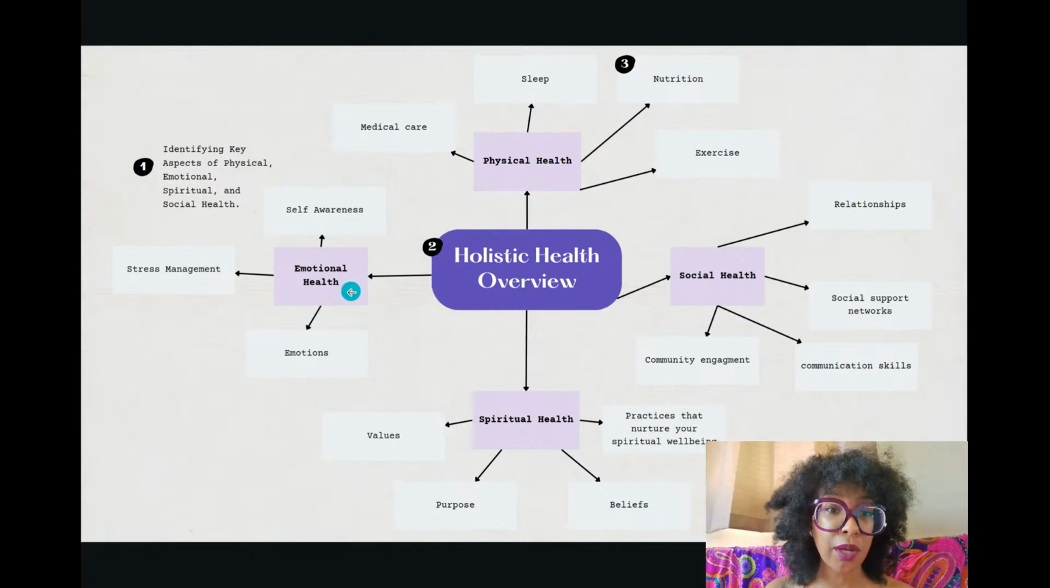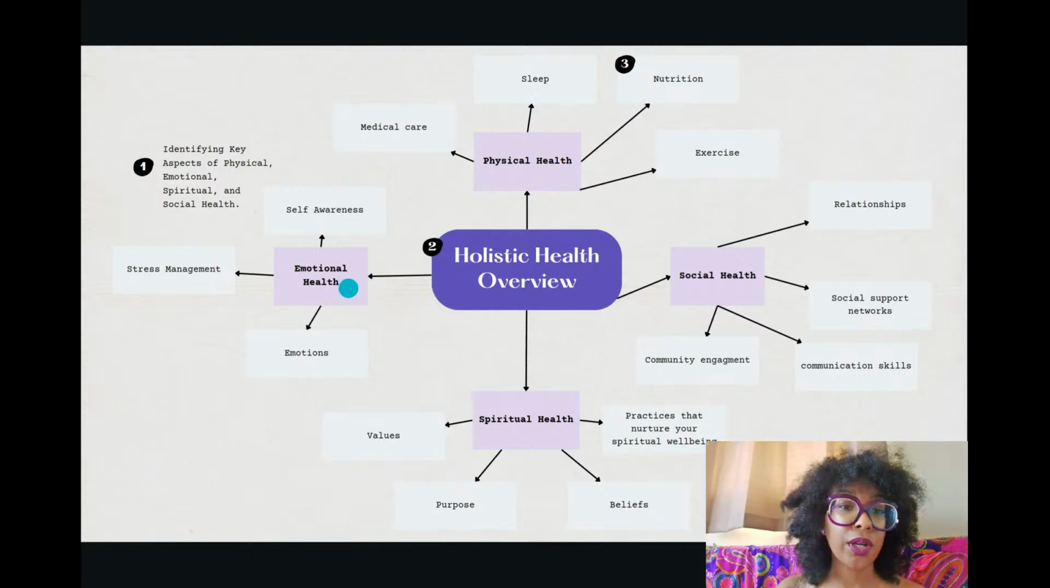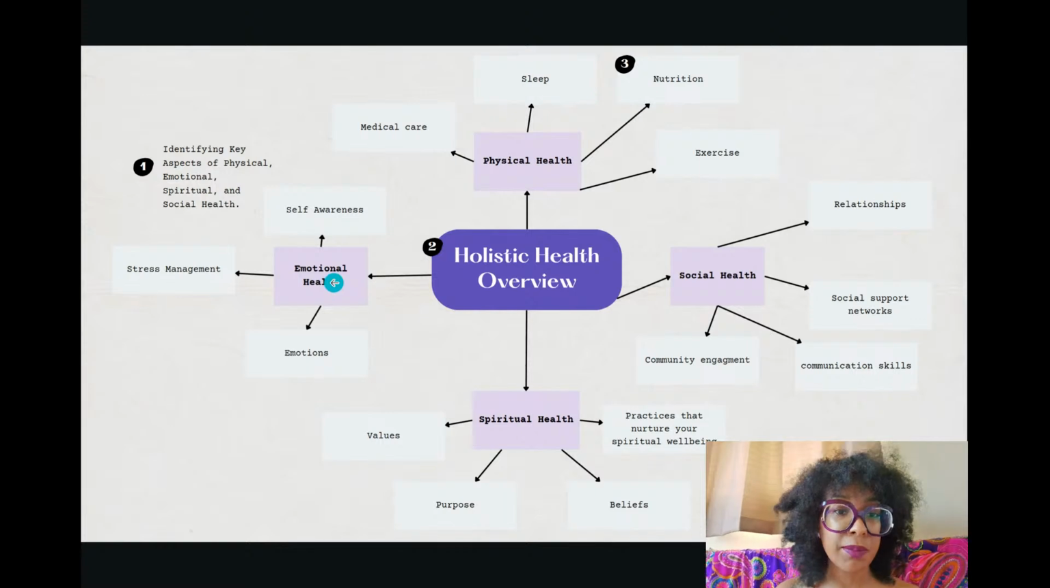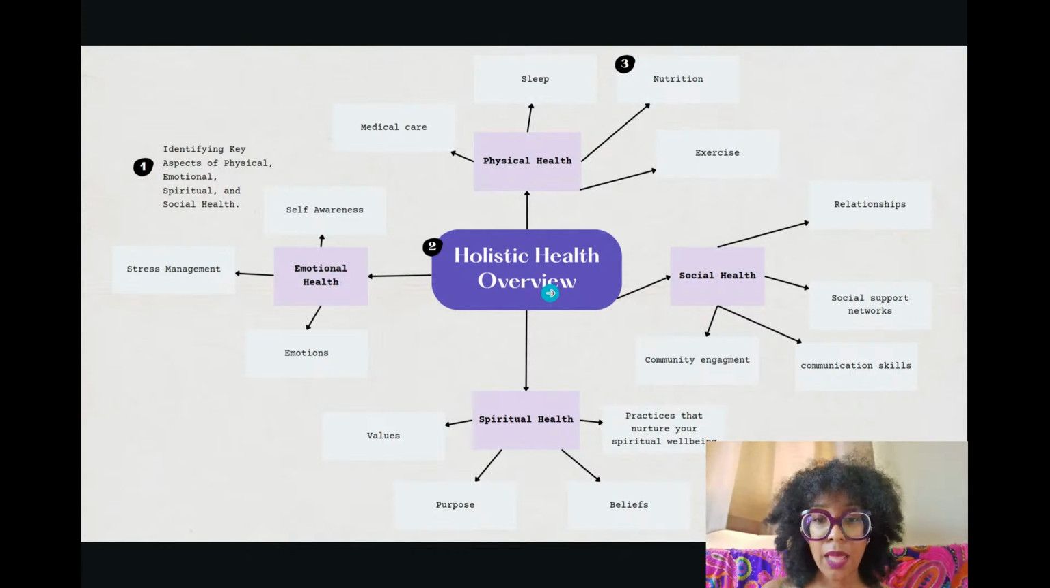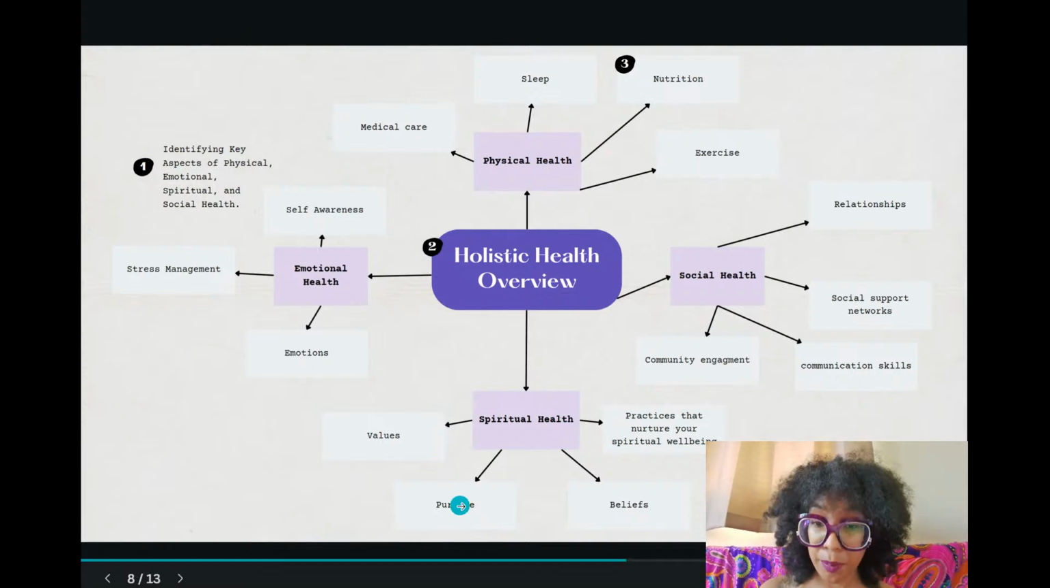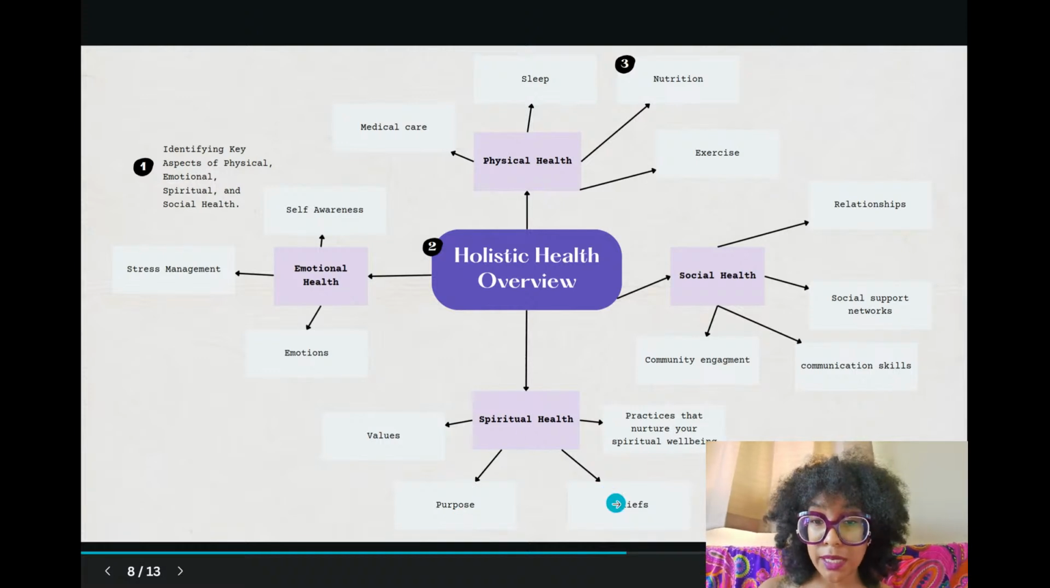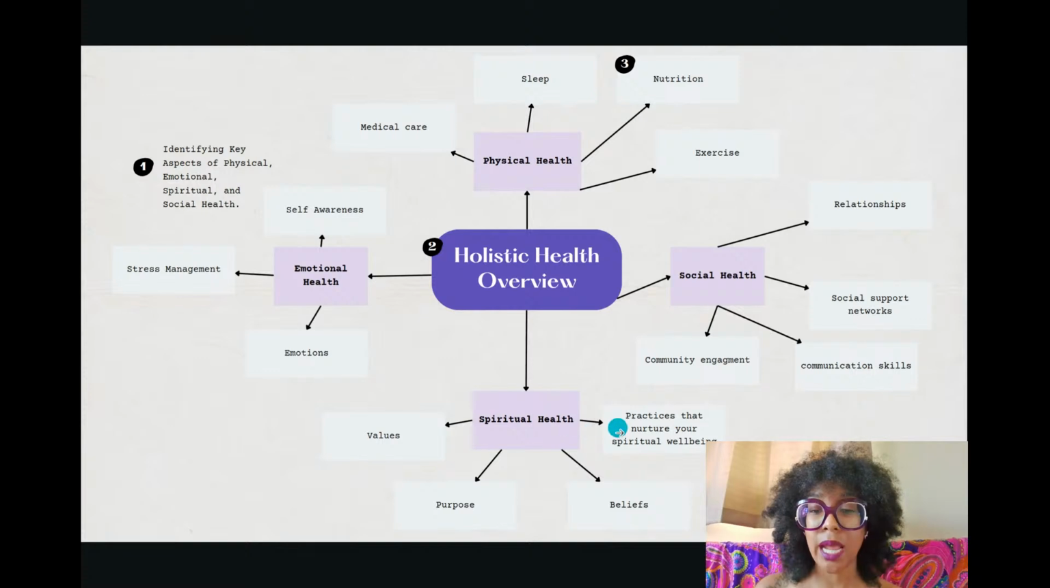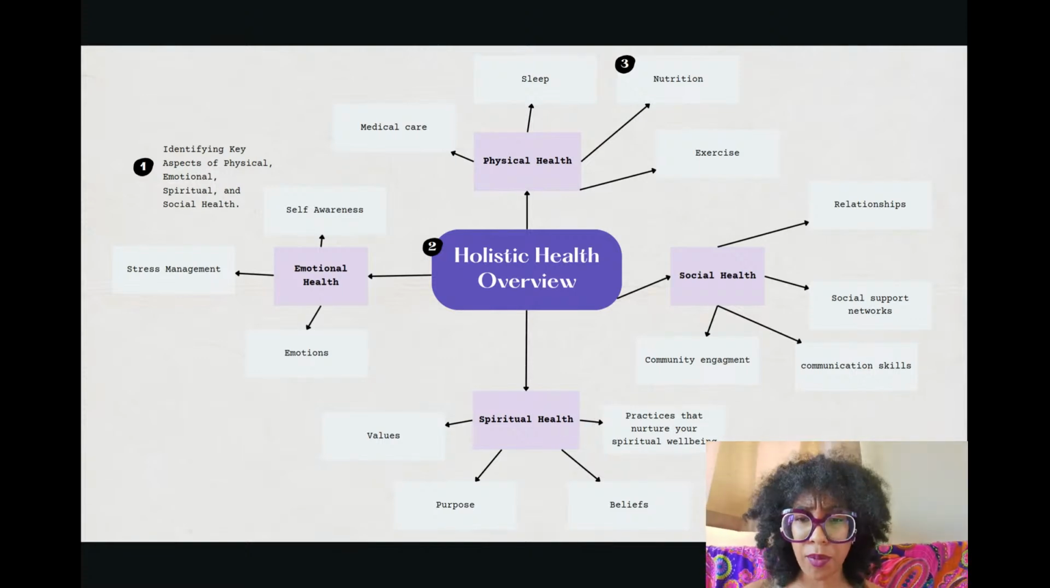With emotional health, we would go over self-awareness, stress management, and emotions, and how they all are affecting whatever your specific health is emotionally. Then we'll go over your spiritual health, which includes your values, your purpose here, all of your beliefs and practices that help nurture your spiritual well-being, and seeing how much of that you have in your overall regimen and practices. How many practices do you even have to nurture that?